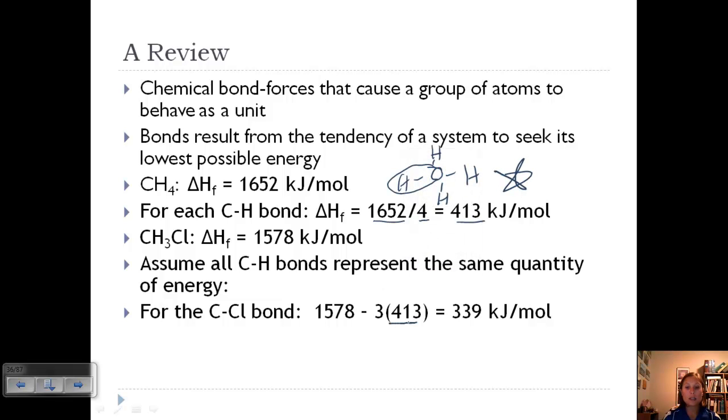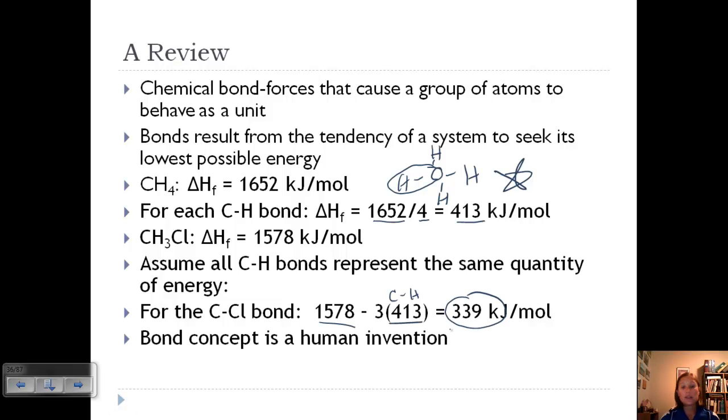then we assume it's going to be the same, and so we take our total minus 3 times the C to H bond energy, and this gives us the C to Cl bond energy. Now, this whole bond concept is a human invention, but we're using it to figure out the amount of energy contained within a compound.